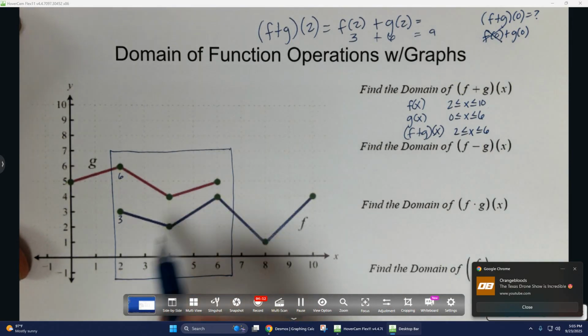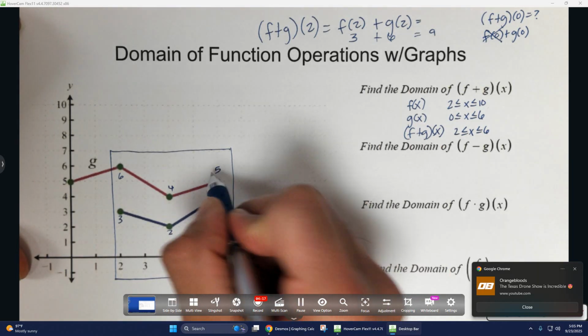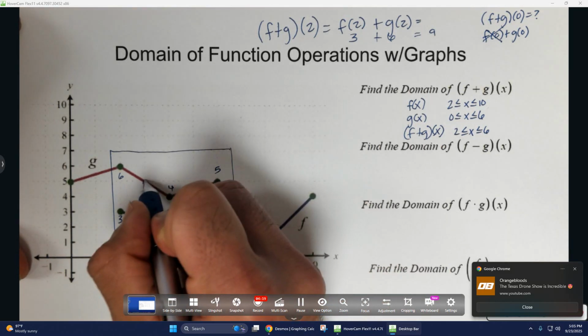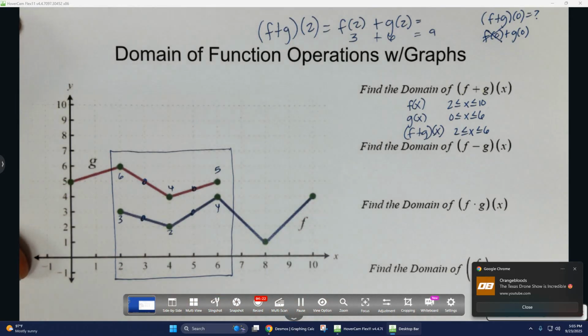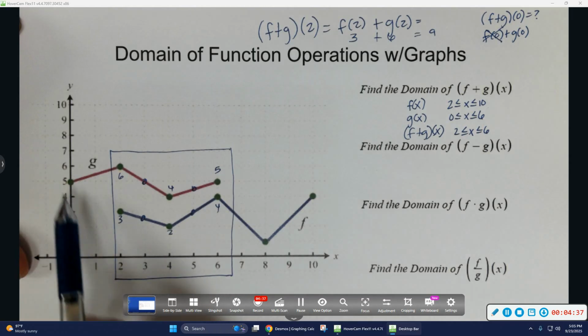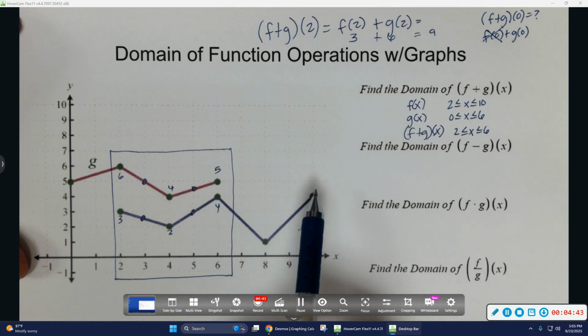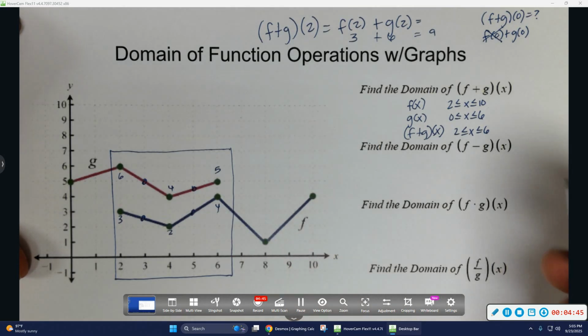For any values in here, whether it's this one, whether it's here, or anywhere in the middle, I can even use all the other decimals, right? I can add them, I can subtract them, I can multiply them, and I can divide them. So the domain is going to be the same for these next three. I can't divide numbers out of this box because g exists, but f does not. I cannot multiply them or subtract them over here because f exists, but g does not. So the domain is actually going to be the same for all of these.